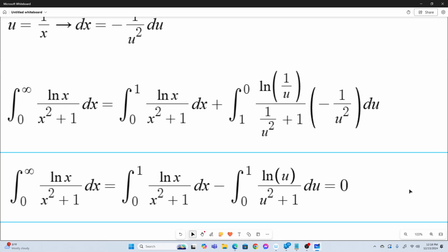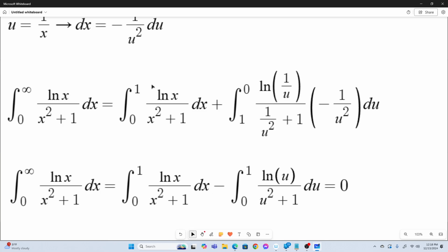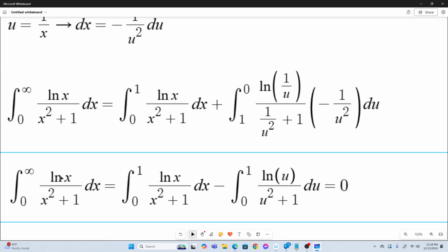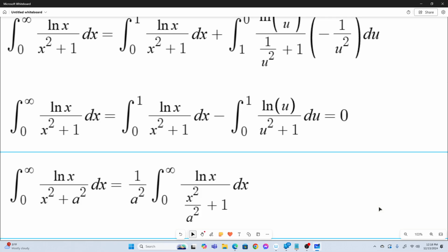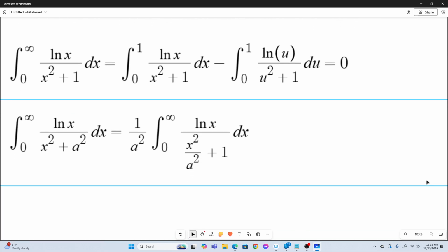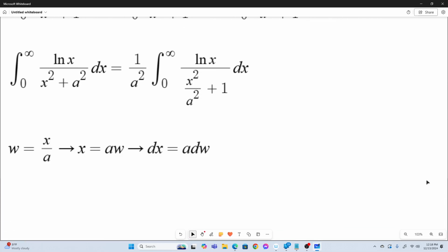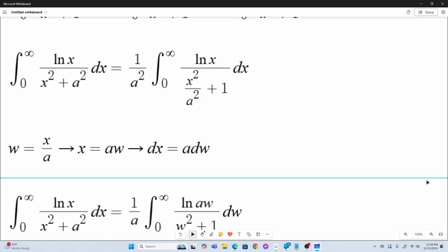So we have our starting quote unquote known integral, and that is the integral from 0 to infinity of natural log x over x squared plus 1 dx is equal to 0. All right. So now let's consider this integral, the integral from 0 to infinity of natural log x over x squared plus a squared. We can factor out a 1 over a squared outside the integral and transform the integrand like this. No problem there. And then we make the substitution w is equal to x over a, which means x is aw and dx is a dw. Performing that substitution, and we get this.